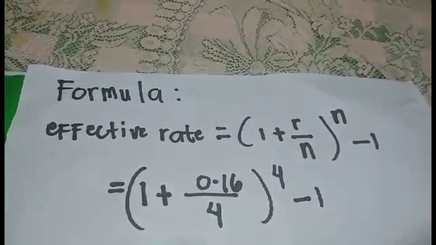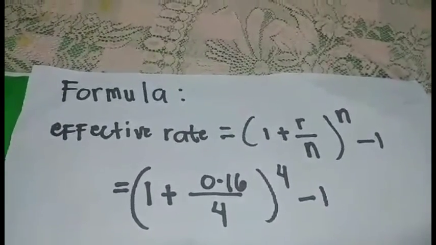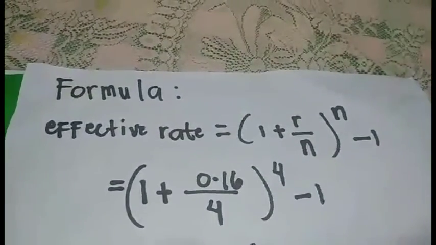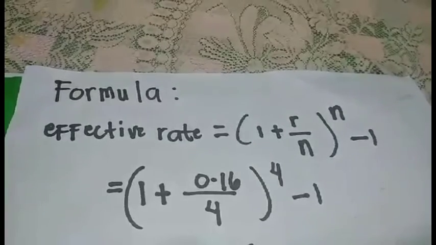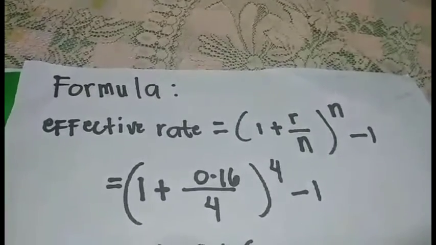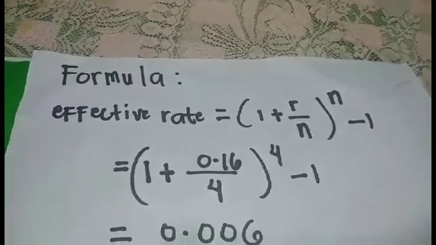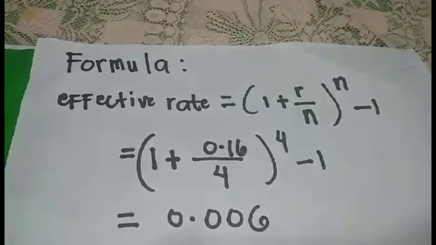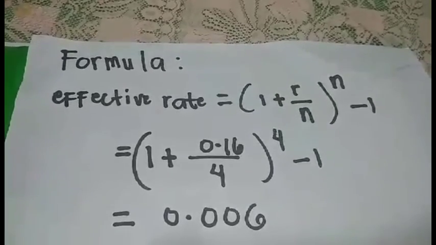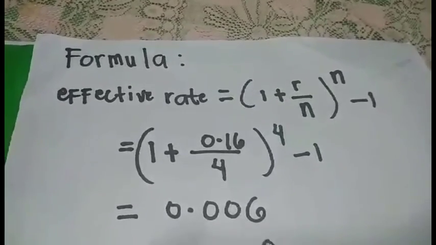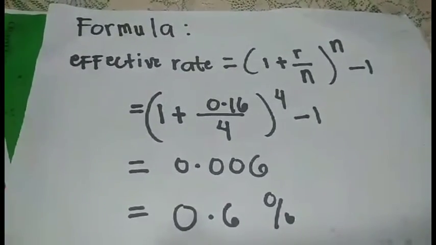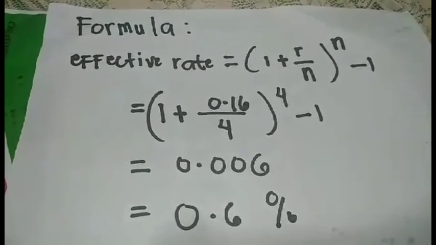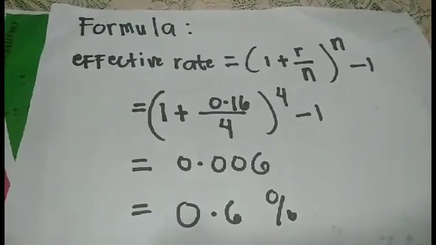And let's convert it into numbers. Effective rate equals 1 plus 0.16 over 4, raised to the power of 4, minus 1, equals 0.006. Then we need to multiply it by 100, and here it goes, 0.6%. And that's how we get our effective rate.